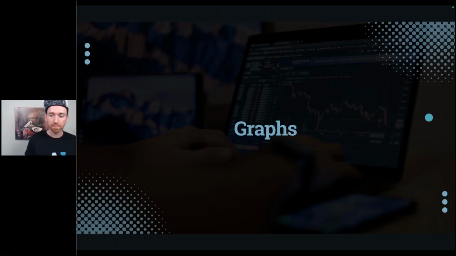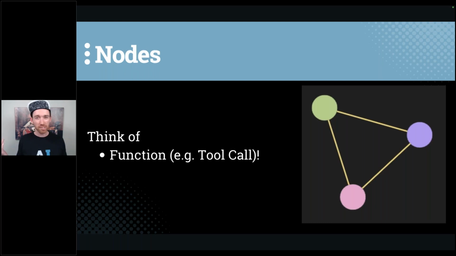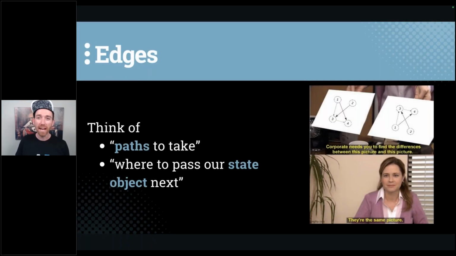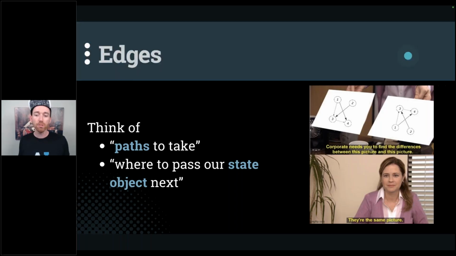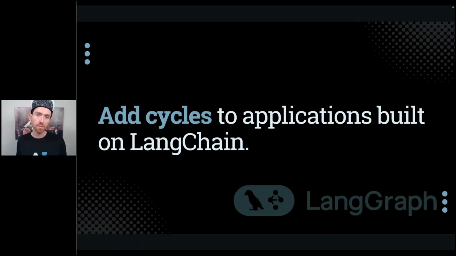Let's talk about graphs. You guys know about graphs already. We got nodes, we got edges. Okay, what's a node then? It's just a function call. It's a tool call. And an edge is going to tell me where to pass the state. That's it. So what we do is we set up a state graph and then we add nodes. This together allows us to add cycles to our applications built on LangChain.